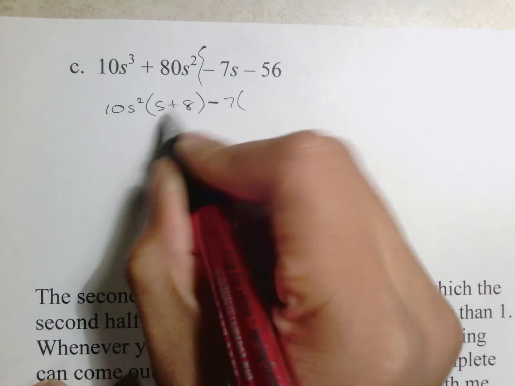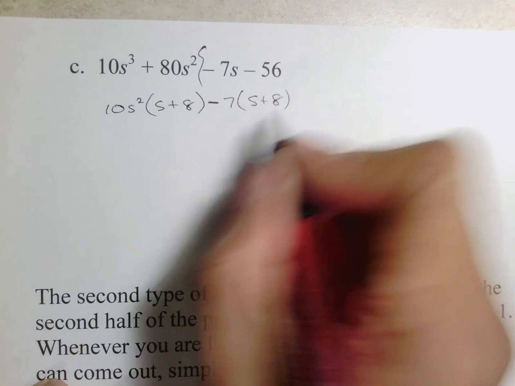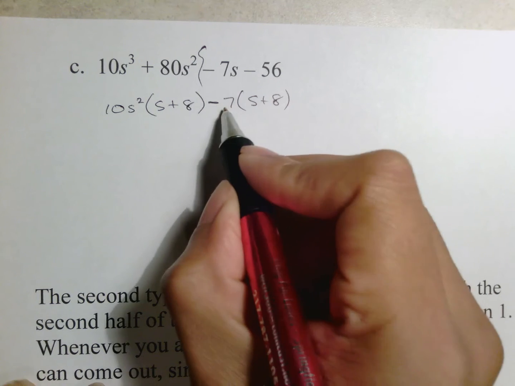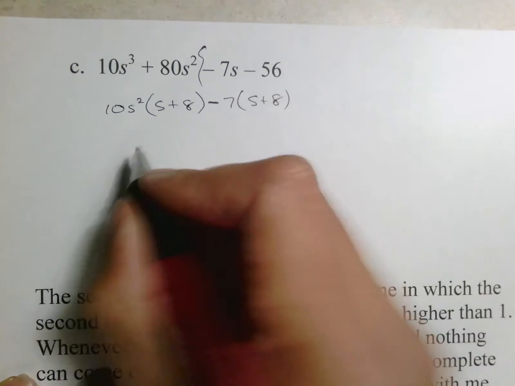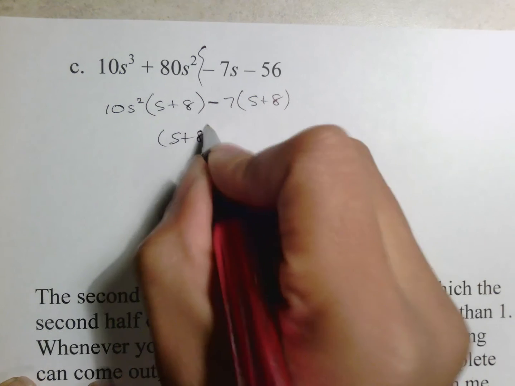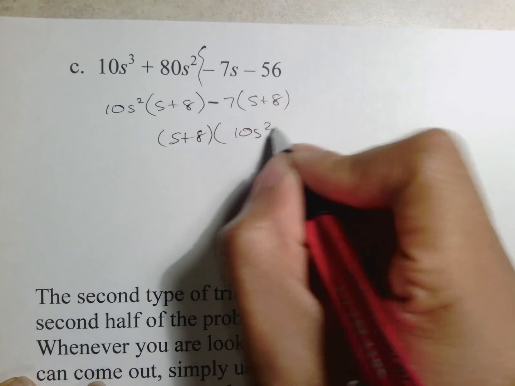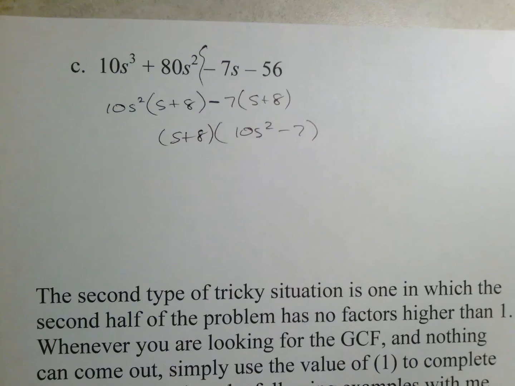Again, this negative means let's just go ahead and trust that this is going to be s plus 8 and do a real quick check. Negative 7 times s is negative 7s. Negative 7 times positive 8 is 56. They both have s plus 8 in common, leaving us 10s squared minus 7 to be left over.